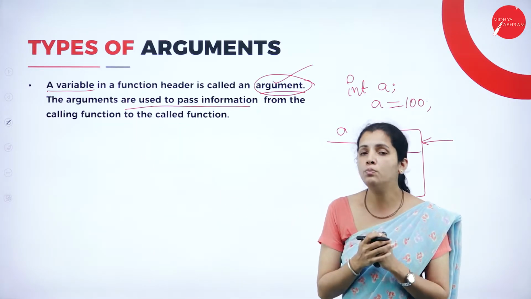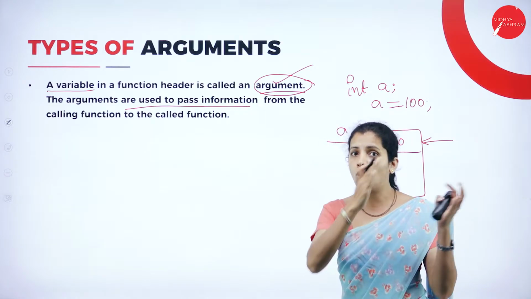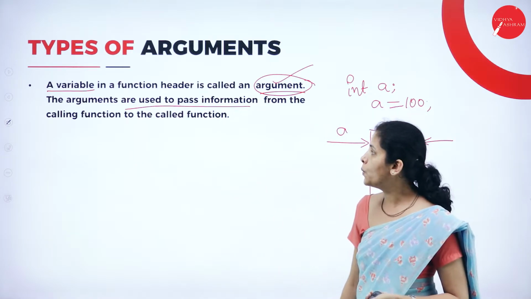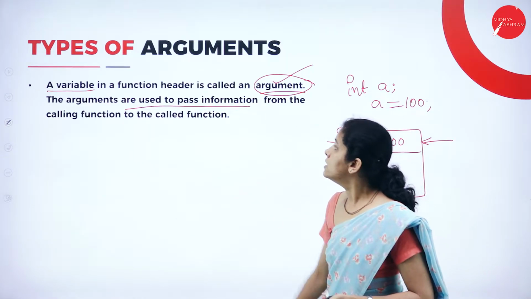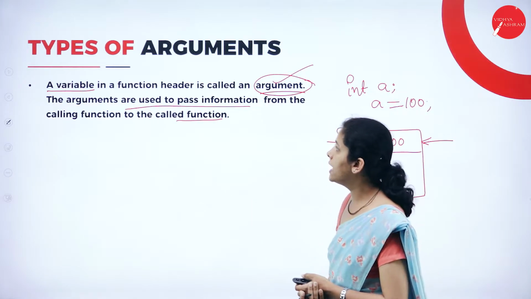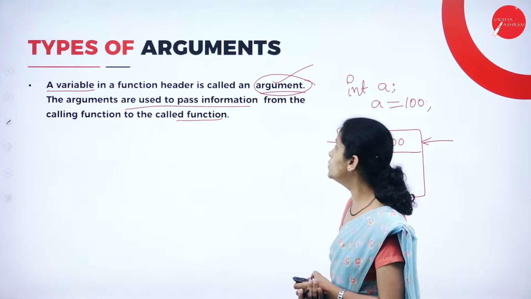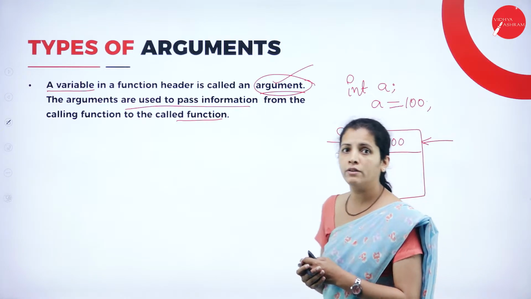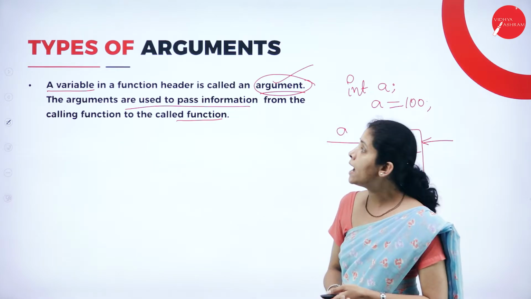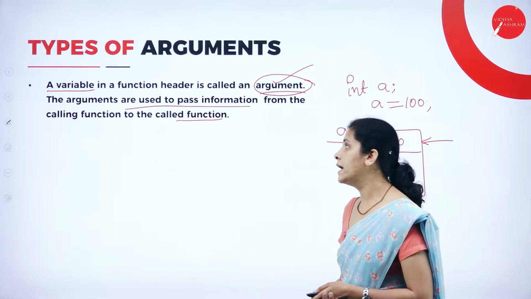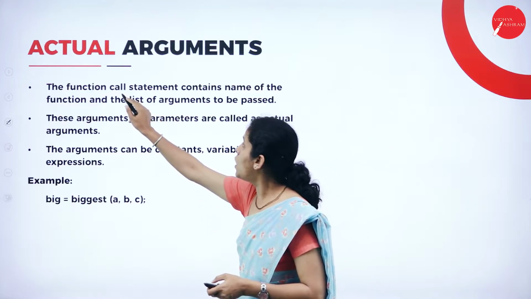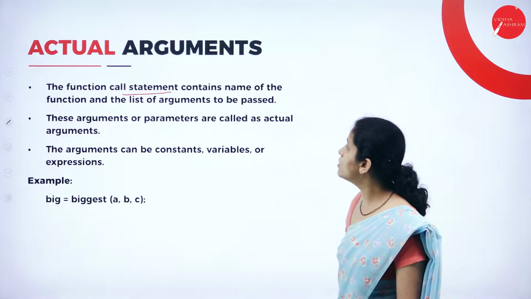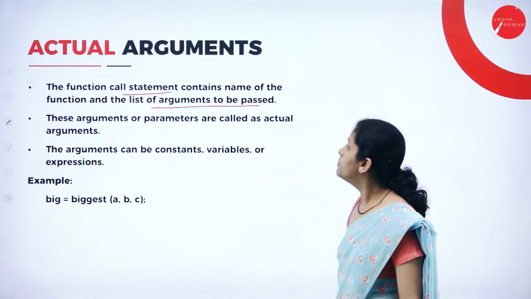Suppose if I want to pass the information from calling function to called function, in that time I'm going to use variables. So it is called by the function. That means the arguments are used to pass the information from the calling function to called function. Now I'm going to have different types of argument. Anyway, a function call statement contains the name of the function and the list of arguments to be processed.